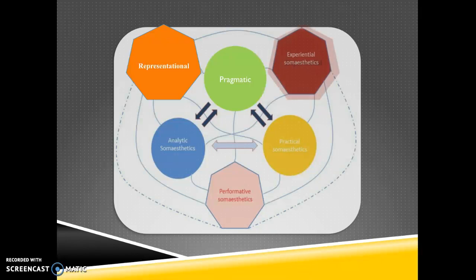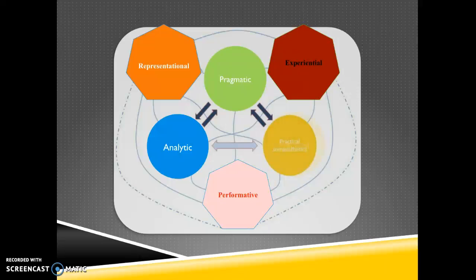Let us now focus on the second branch of somaesthetics, pragmatic somaesthetics, and its three disciplines: representational, experiential, and performative somaesthetics.